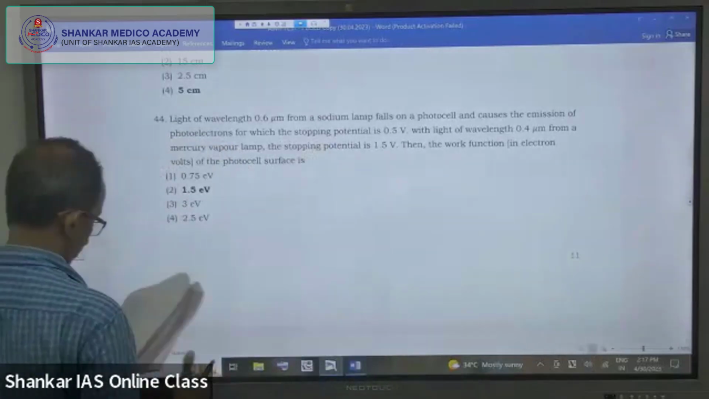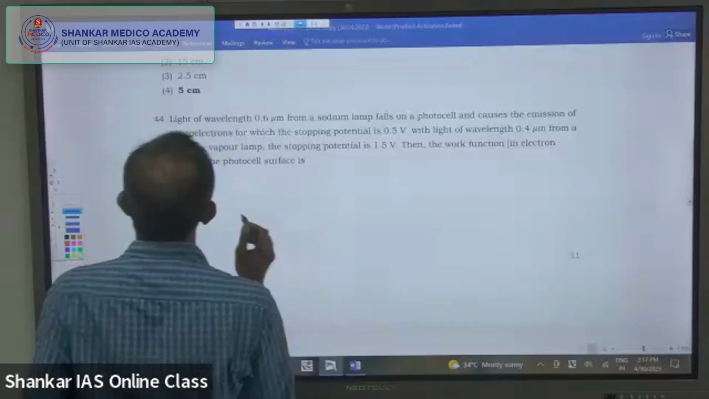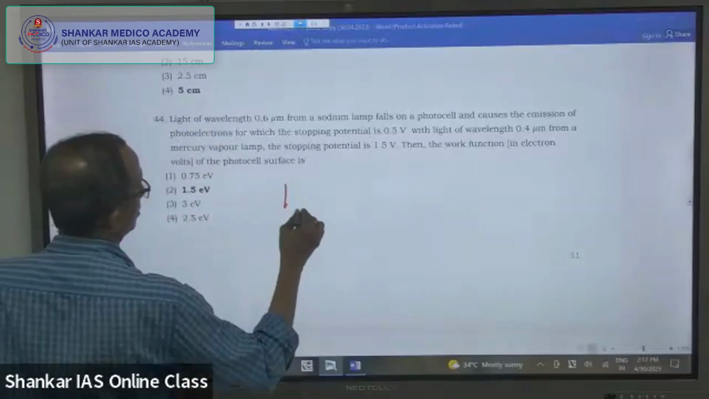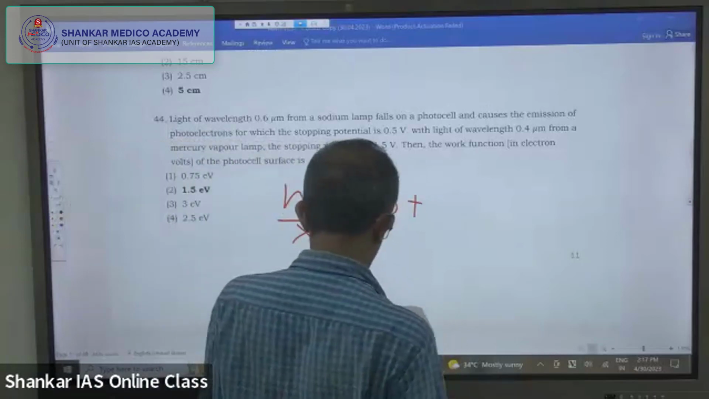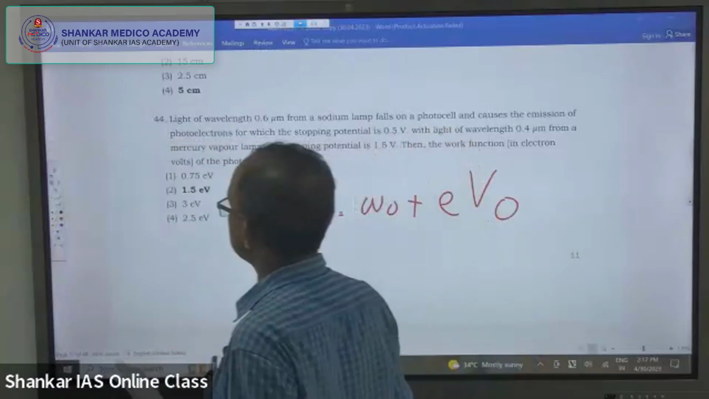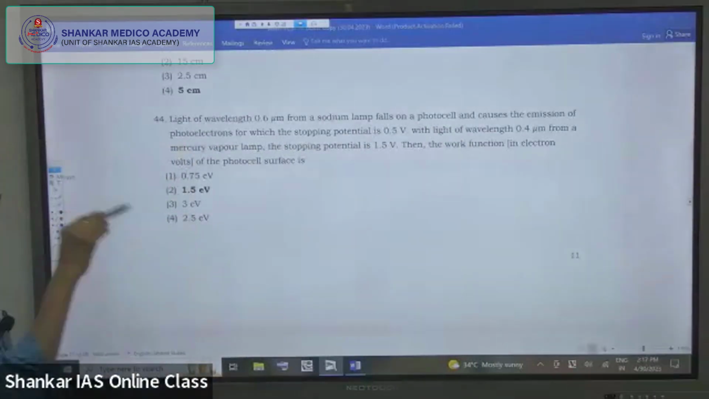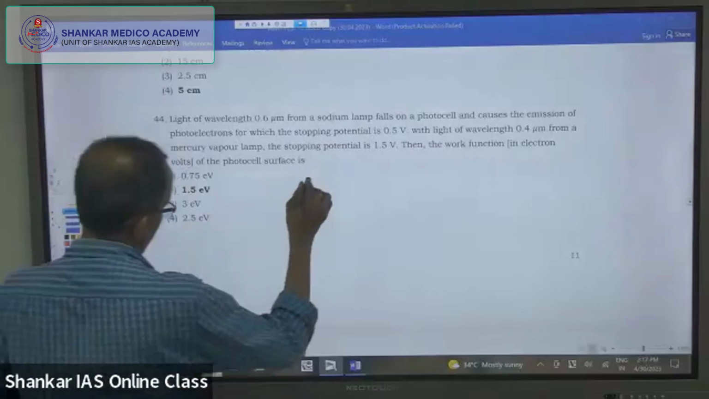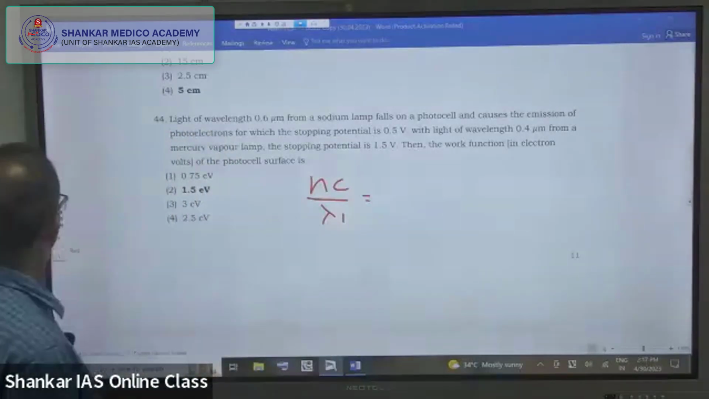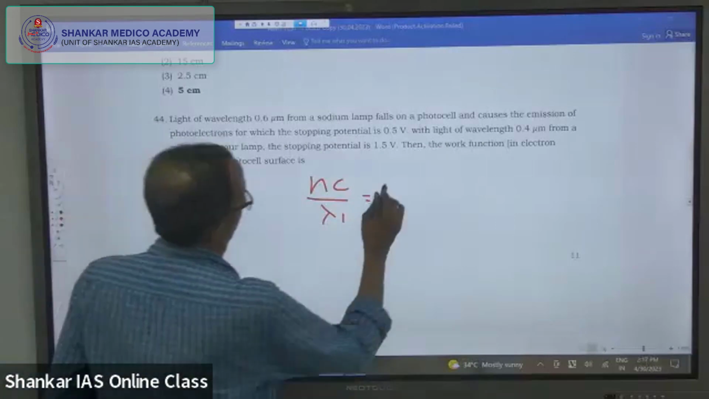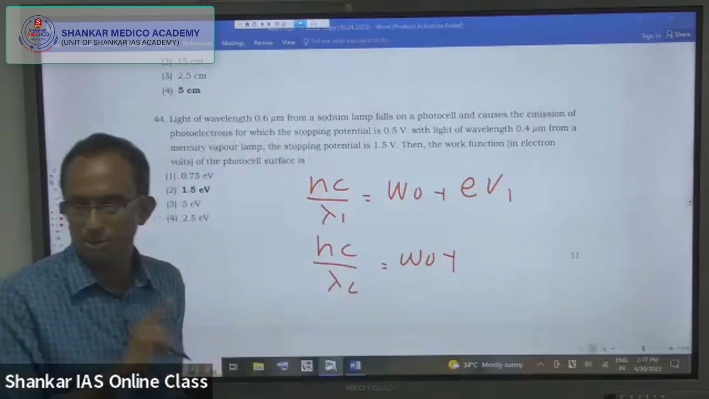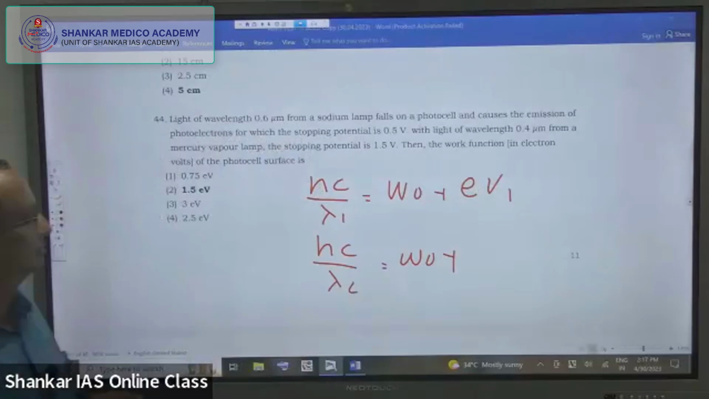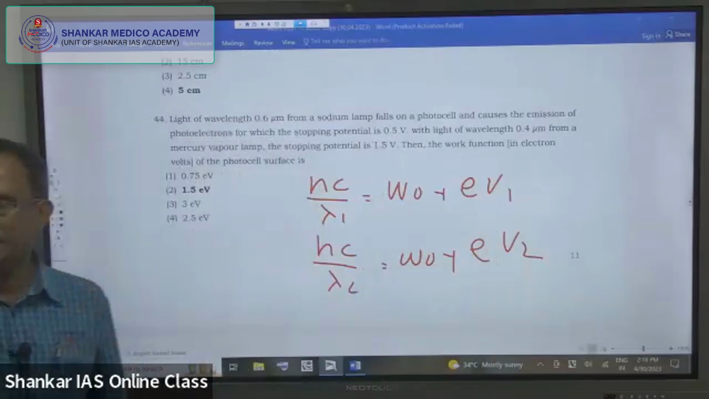Here the relation is hc by lambda equals wave function plus half mv square, or eV naught. These two equations you have to form for the two different wavelengths. hc by lambda 1 equals W0 plus eV1. hc by lambda 2 equals W0 plus eV2. W0 indicates wave function. Values are given, substitute.